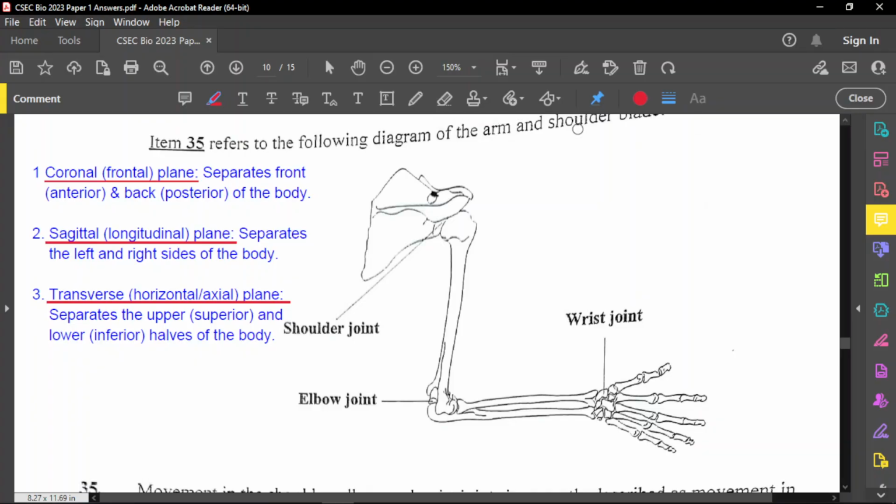All right, and so they're talking about different planes, the number of planes right here. So I just want to make a quick notation that there are 3 planes of the body. You have the frontal plane, which is also called the coronal plane. You have the sagittal plane, which is also called the longitudinal plane. And we also have a transverse plane, which is also called the axial or horizontal plane. Of course, coronal or frontal separates the front from the back, otherwise anterior from posterior. The sagittal plane, longitudinal plane, which is the same thing, separates left from right. And then the transverse plane separates upper from lower, which is the superior and inferior part of the body.